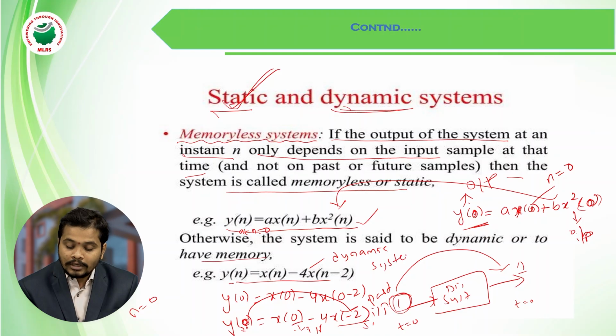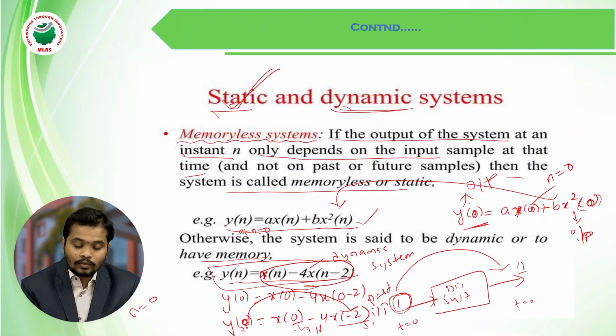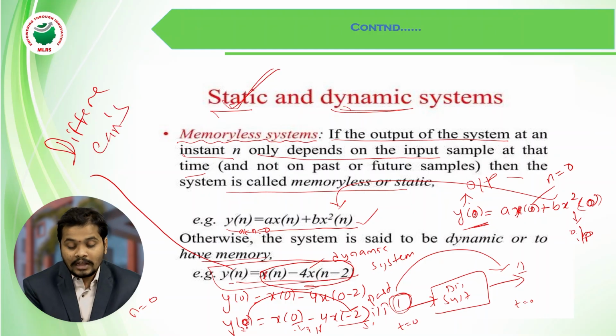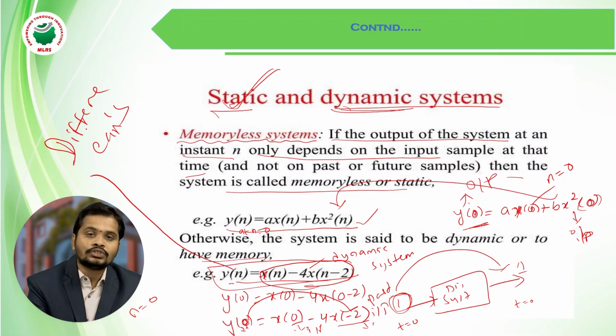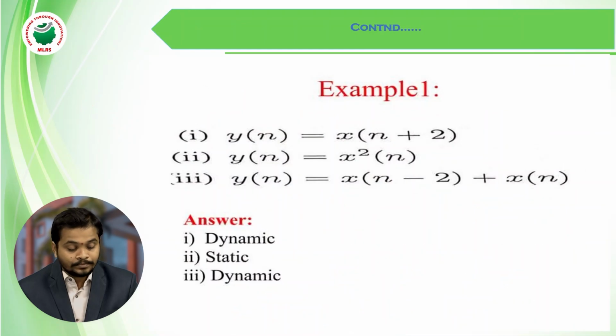Coming to the dynamic system, x of n minus 4 into x of n minus 2 is a type of difference. The difference will be there in the input samples. This type of equation we call a difference equation. You can say that every dynamic system has a difference equation, and every difference equation is said to be a dynamic system equation.